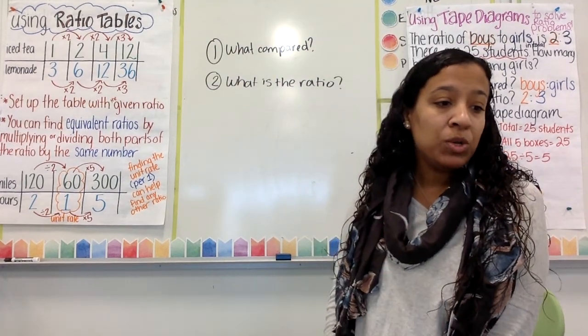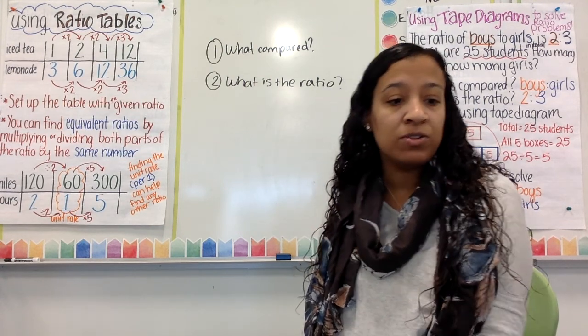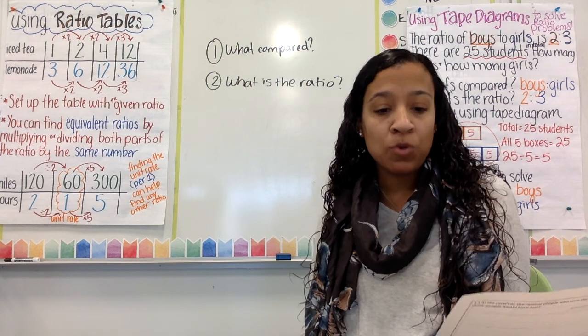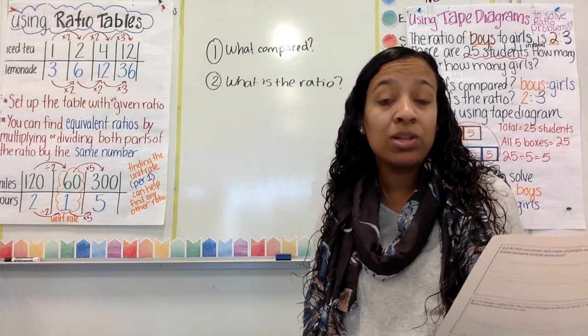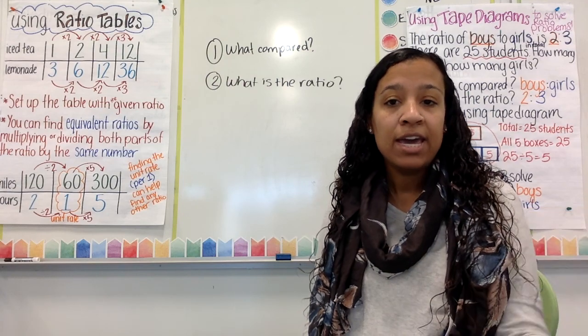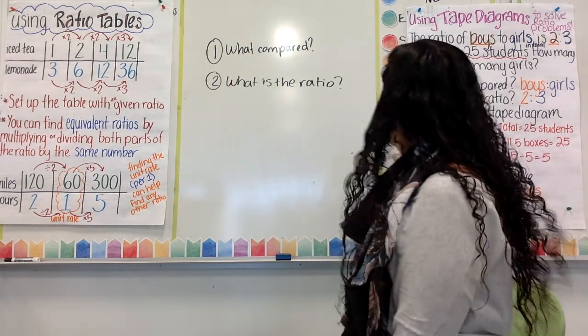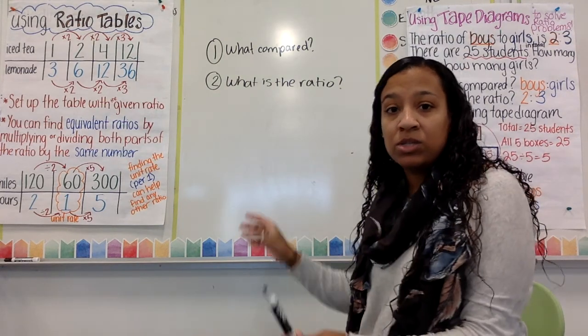Now we're on to problem 2. During a class selection, the ratio of students who voted for candidate A compared to voted for candidate B was 4:3. If there were a total of 56 votes, how many were for candidate A and how many for candidate B? This time I'm going to use a ratio table. You could have also used a tape diagram for this one, so we could use either strategy.